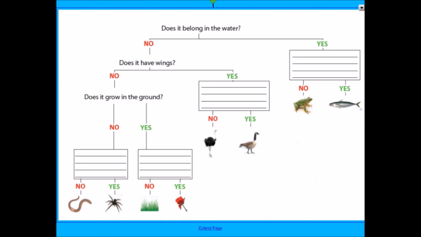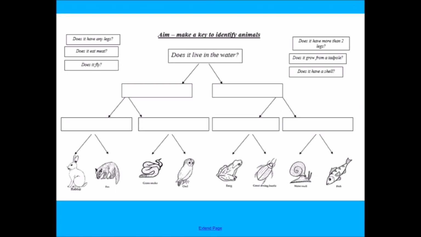The final activity is this one here. You've got 8 animals at the bottom, and what you need to do is put the right questions, there are 3 here and there are 3 here, into the correct boxes to identify the creatures. I'm going to leave that one up to you because that is part of your homework. But what I would like you to do when you've finished is ask somebody else in your house to try and answer your key and see if your key does actually work.